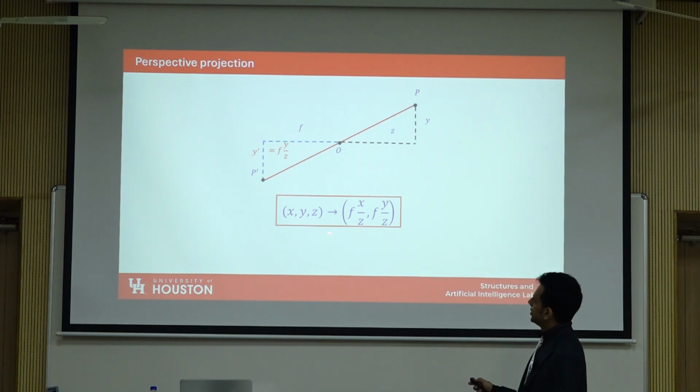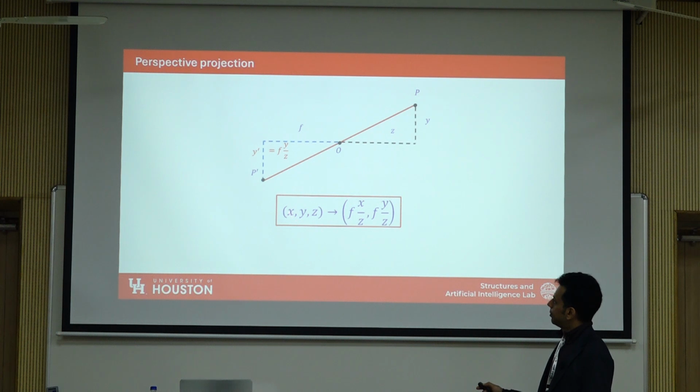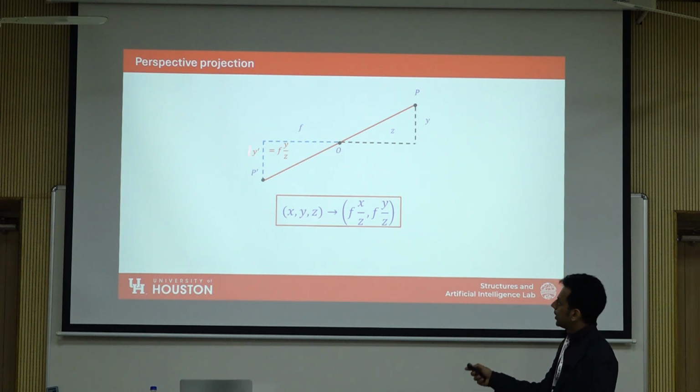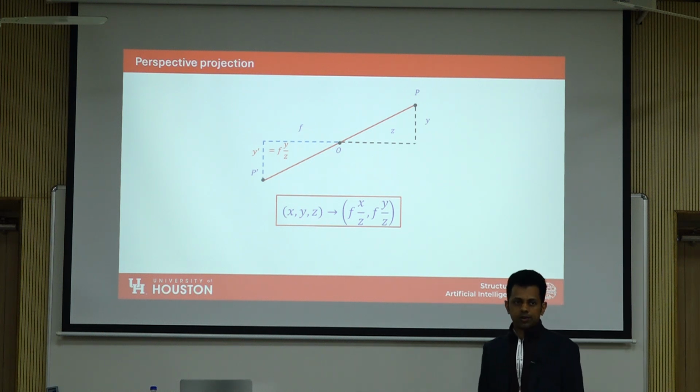So what does this tell us? For some world point x comma y comma z, what do we get? We get the 2D coordinates on our image plane. And so it tells us how real world points are projected onto our image plane. And we can do this for any point, and we can get the projection with this model.